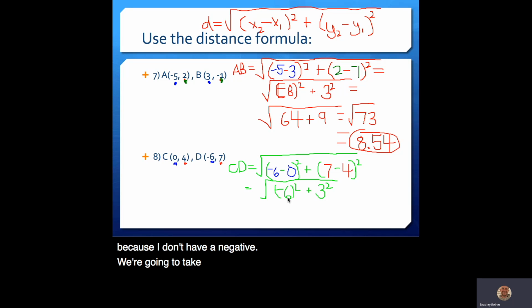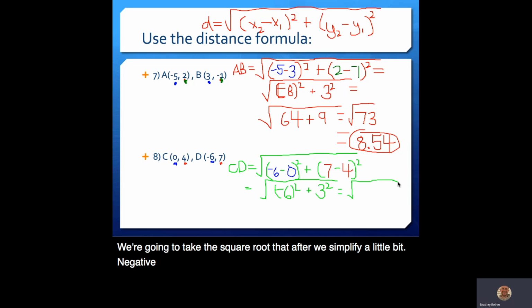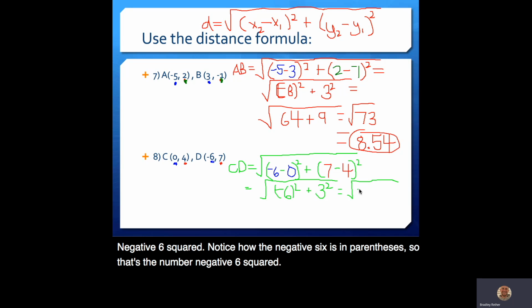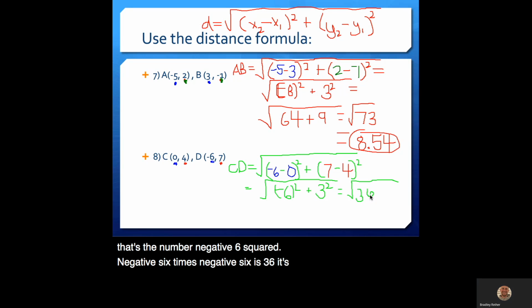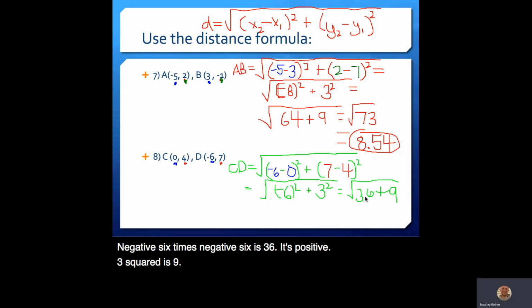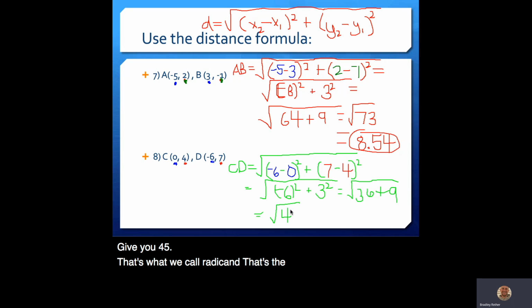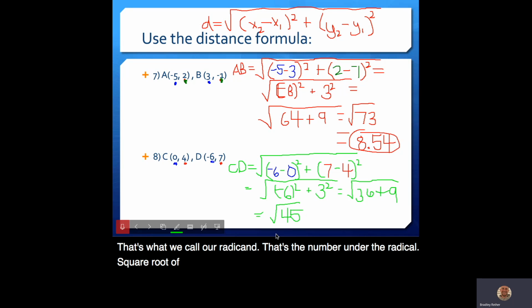We're going to take the square root of that after we simplify a little bit. -6 squared. Notice how the -6 is in parentheses. So that's the number -6 squared. -6 times -6 is 36. It's positive. 3 squared is 9. 36 plus 9 gives you 45. That's what we call our radicand. That's the number under the radical. Square root of 45, that's the exact distance between point C and point D.